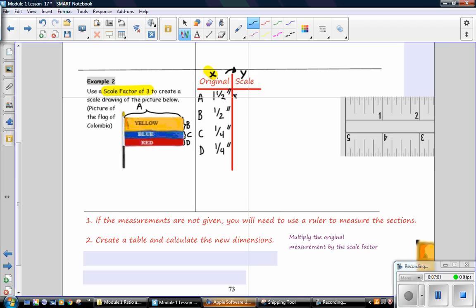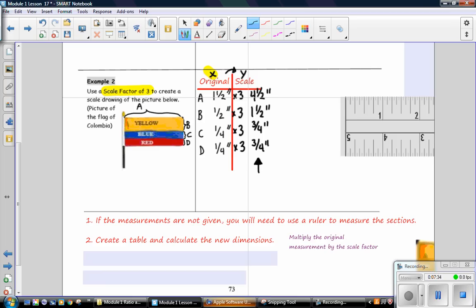So 1.5 times 3 gives us our length of 4.5 inches for our scale drawing. 1/2 times 3 equals 1.5 inches for the scale drawing. And 1/4 times 3 equals 3/4 inch. So these are going to be the dimensions of the new scale drawing of the flag.